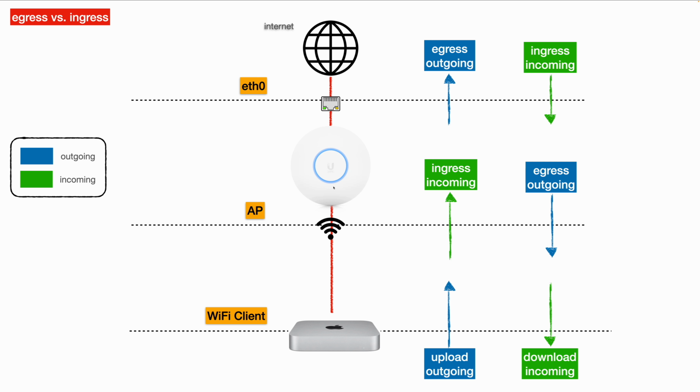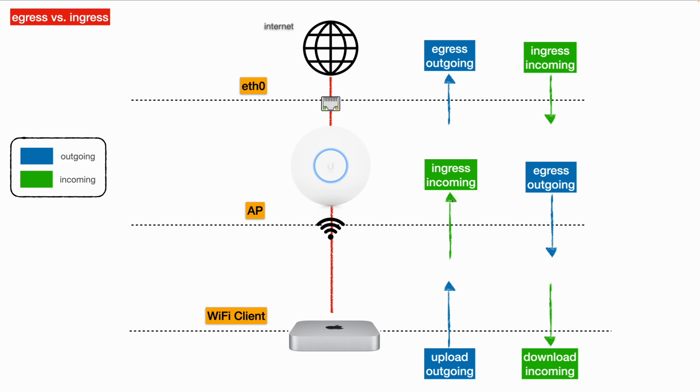But if you look at it from the AP perspective, when your client uploads something, the AP is receiving something, right? Then to the AP it's incoming, or to use another word, ingress. When your client is downloading, to the AP, it's sending data. To put it in another word, egress. You see the difference, right? It's just completely the other way, depending on how you look at it.